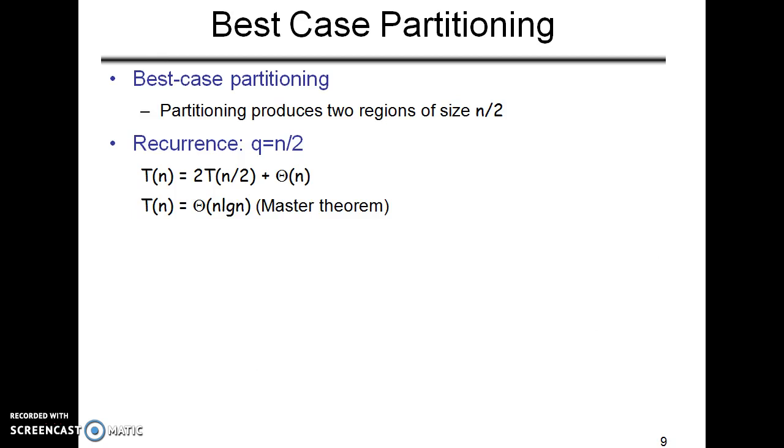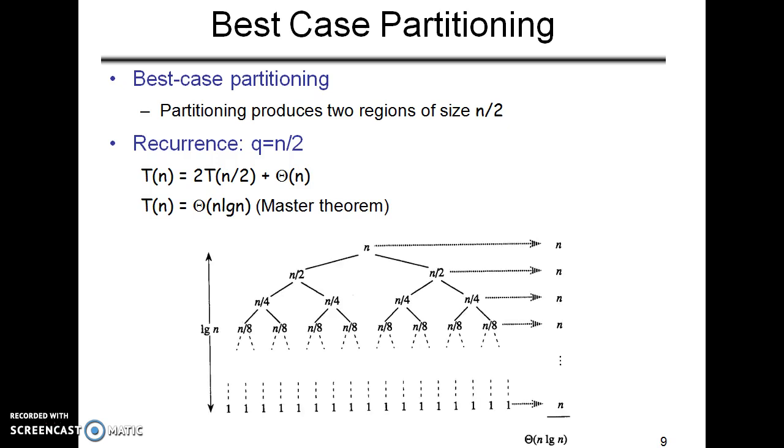Now best case partitioning. In the best case we divide into two equal regions, and the recurrence will be T(n) = 2T(n by 2) + theta of n. If we solve it with the help of the master theorem, we get theta of n log n. So this is the best case partition.